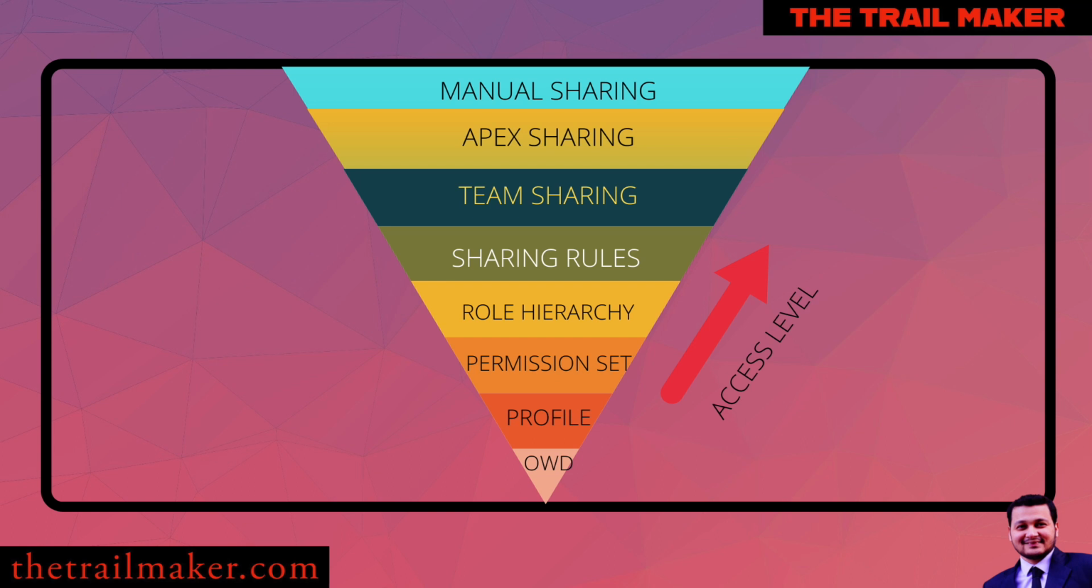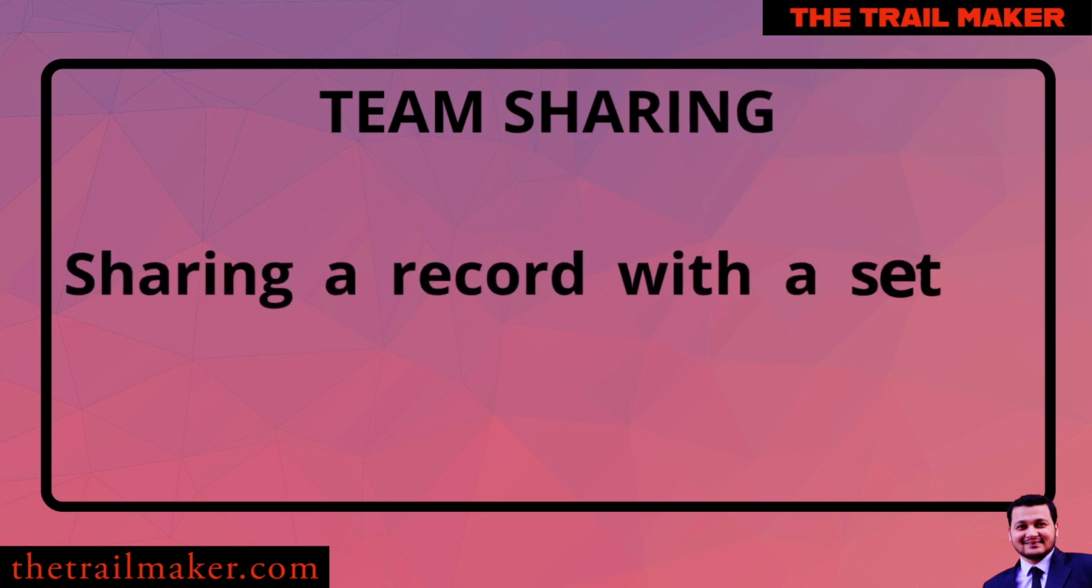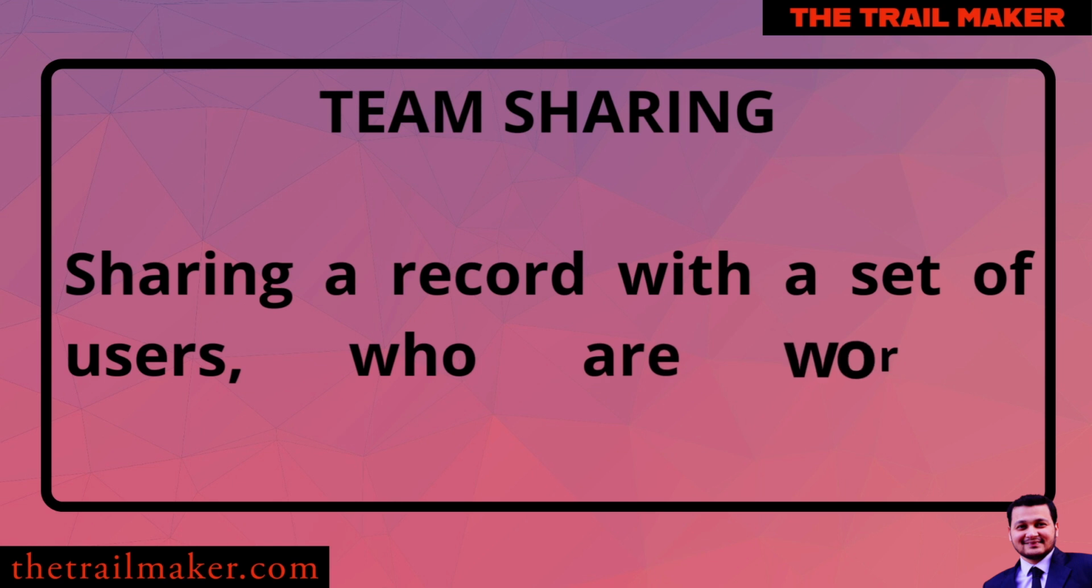So next up is team sharing. Team sharing is another way of sharing a record with a certain set of users who would not have access based on other sharing criteria which we have studied so far, which is OWD, profile, role hierarchy, and sharing rules. If a user does not get access using either of these, then you can add them to the team sharing.